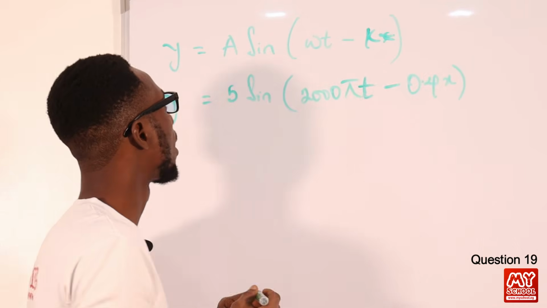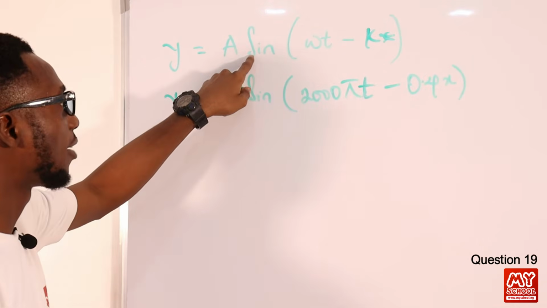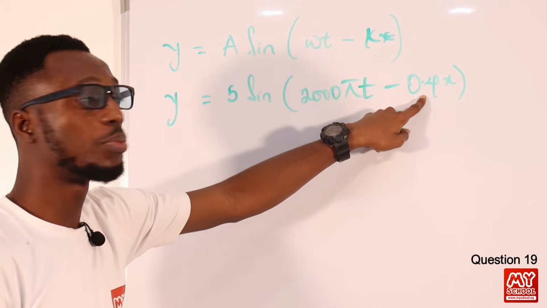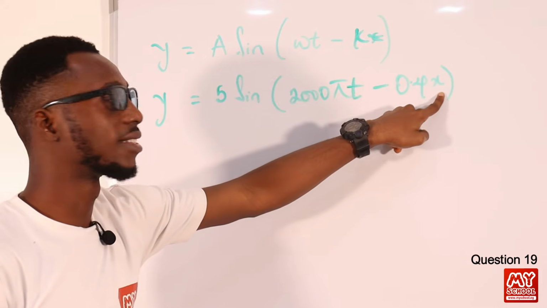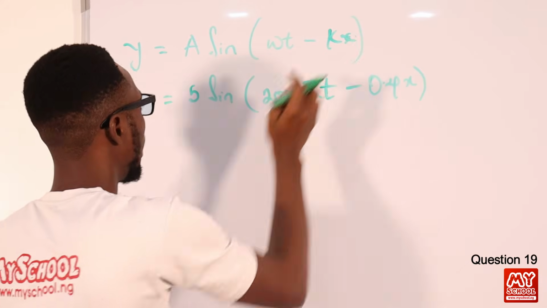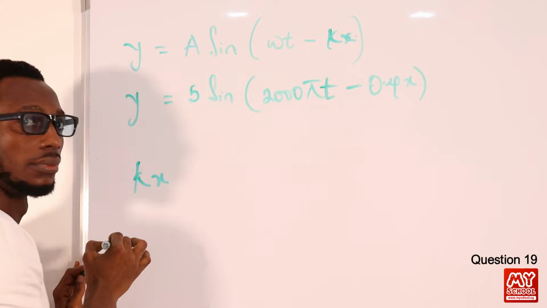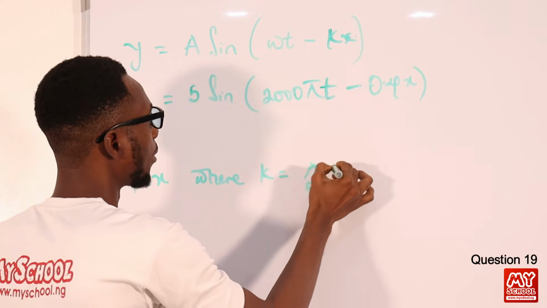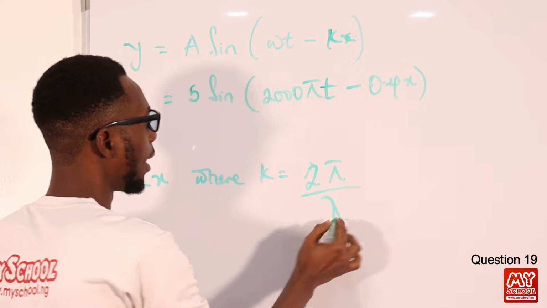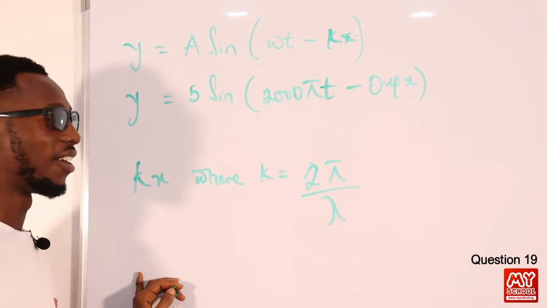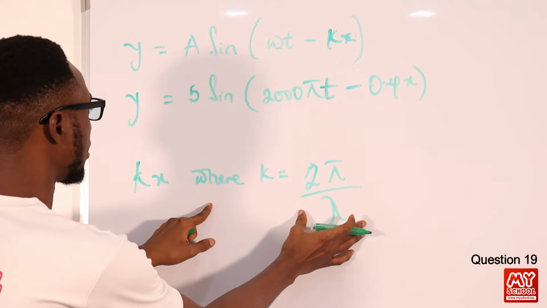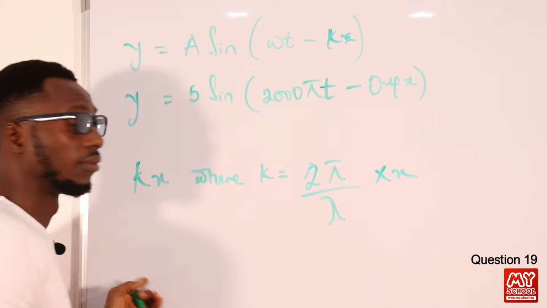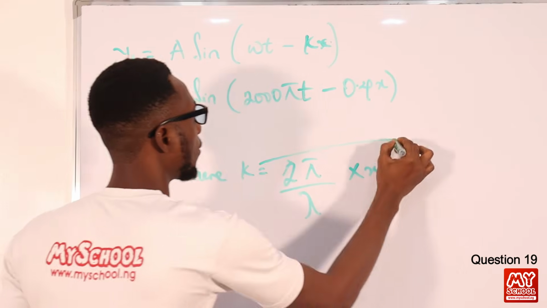If you want to make a proper comparison, this is A, this is the sine, then we have the t here. That means k is actually 0.4, and this is x. Where k is 2 pi over lambda, and lambda is the wavelength that we are looking for. So this is k, and this is x.